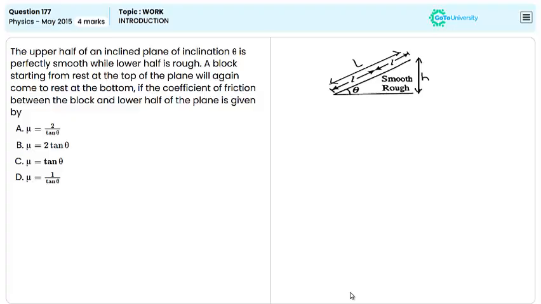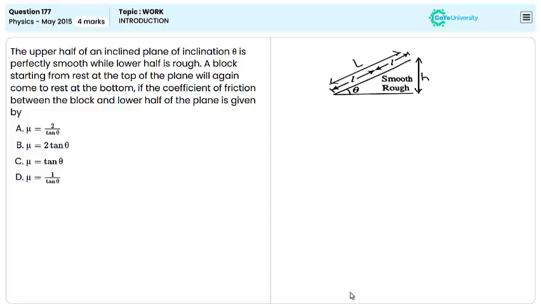The block starts from rest at the top of the plane and comes to rest at the bottom. For this to happen, the work done by friction on the lower half must exactly cancel out the gravitational potential energy gained by the block as it moves down the smooth upper half. As the block moves down the smooth upper half, it gains kinetic energy due to gravity. When it reaches the lower half, this kinetic energy will be converted to work done against friction until the block comes to rest at the bottom.